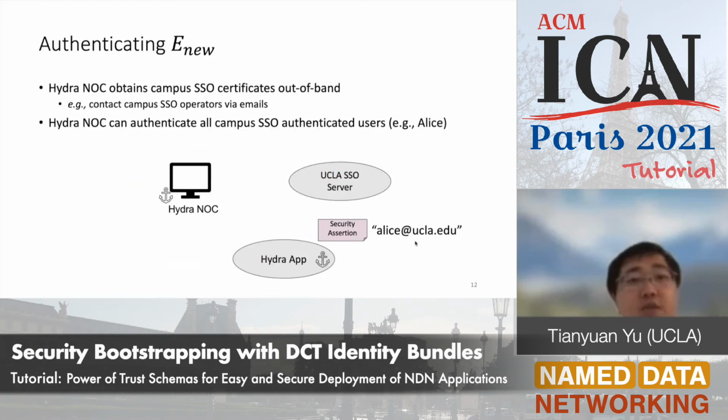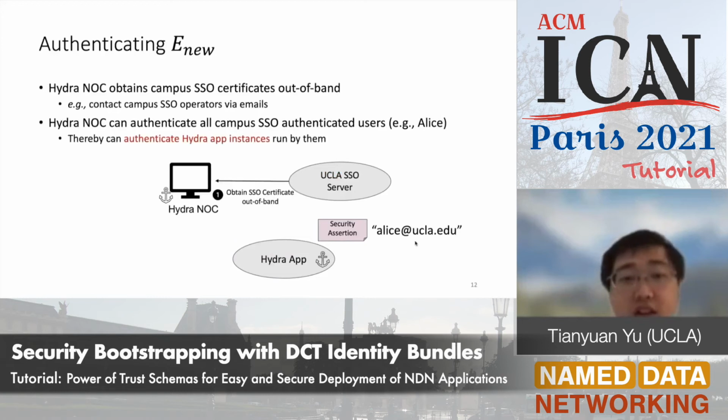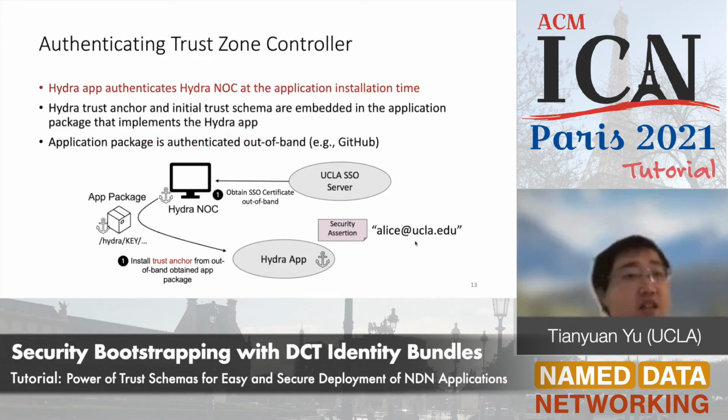On the other side, the Hydra NOC needs to obtain UCLA's SSO certificate out of band, by either contacting the operators by email or downloading the metadata from GitHub. Then the Hydra NOC can authenticate all users from UCLA by accepting the SSO certificate from the UCLA server. On the other side, the Hydra app authenticates the Hydra NOC at the application installation time, as we just mentioned, and the initial trust anchor and the trust schema embedded will ensure the authenticity of the later identity bundle.